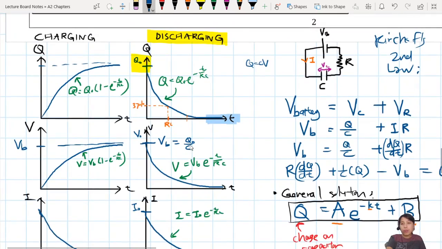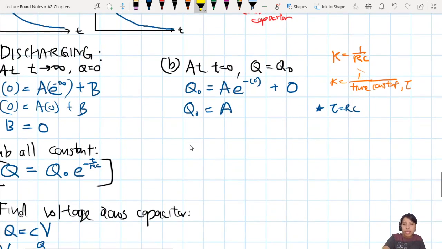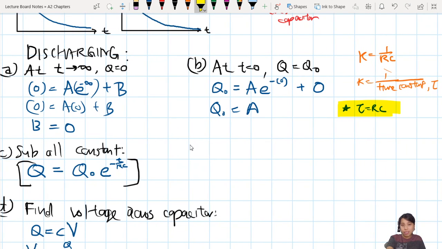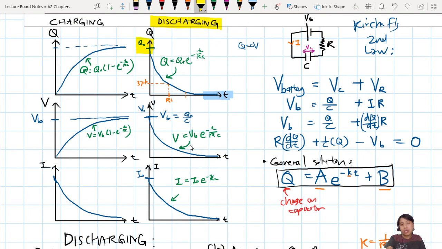So that's all for this one, where the graphs come from, and very importantly, what is a time constant? Tau is the time constant, which is RC. It's a property of an exponential curve, either charging or discharging.